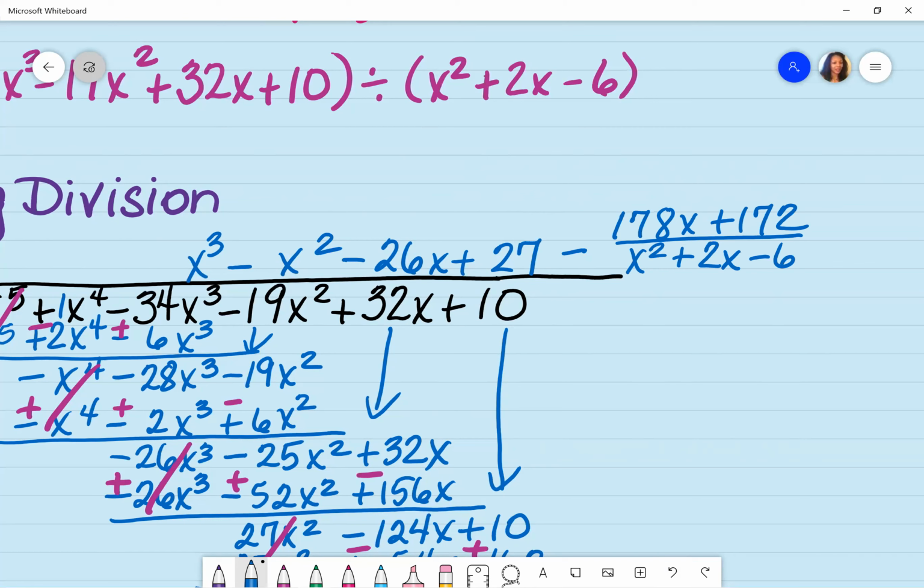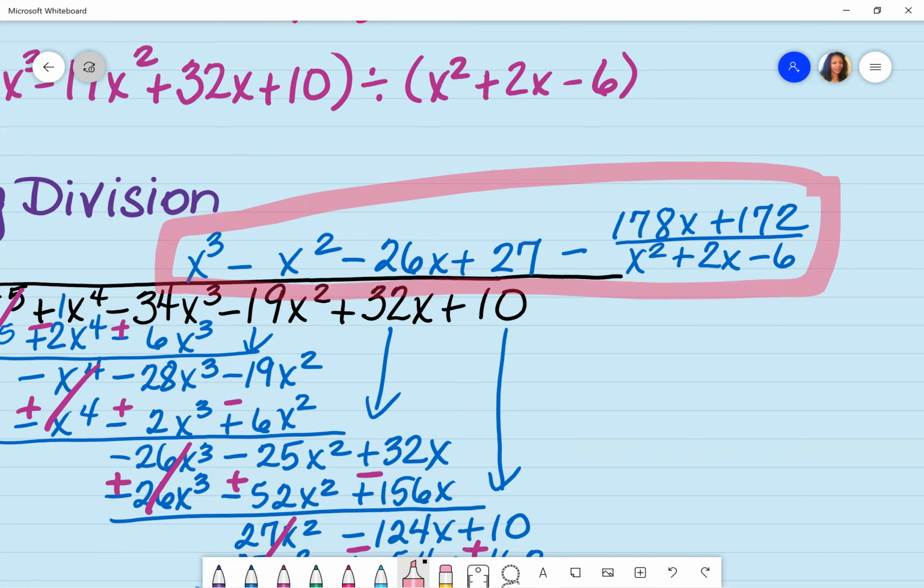This is the answer to your problem. I mean, this is your quotient, so make sure you know the terminology. Another way you may see people write it is they will put the negative here and then put a plus sign in front. That way is okay as well. I just prefer to have my sign in front of the entire fraction.